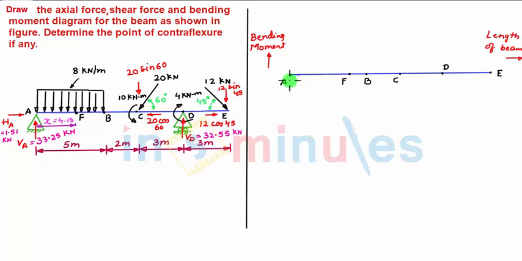We now plot the bending moment variation diagram. So we have the zero line of our bending moment diagram. Positive bending moment will be above this line and negative bending moment will be below this line. And on the x-axis we have length of beam, and we have plotted all the salient points A, F, B, C, D and E at respective locations as shown in the figure.